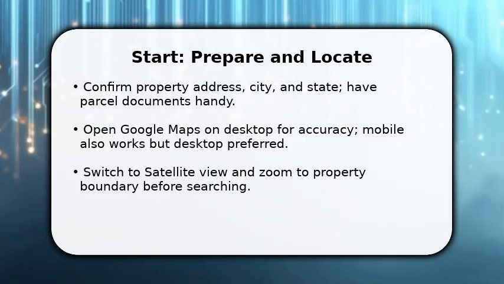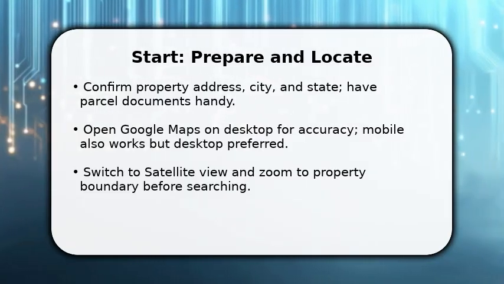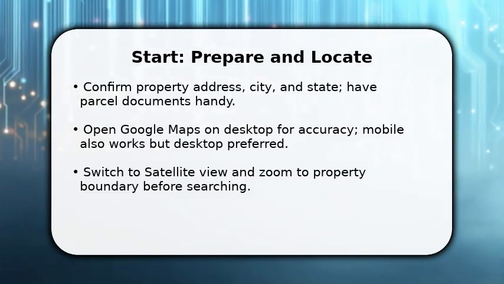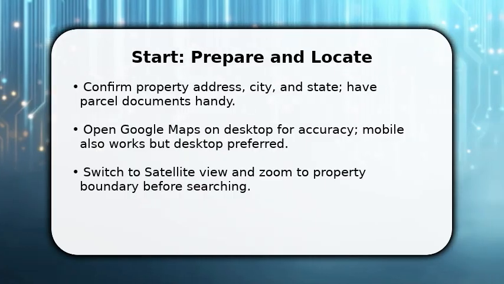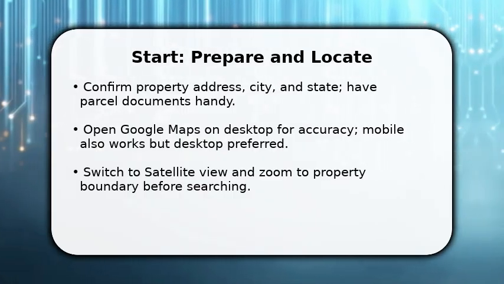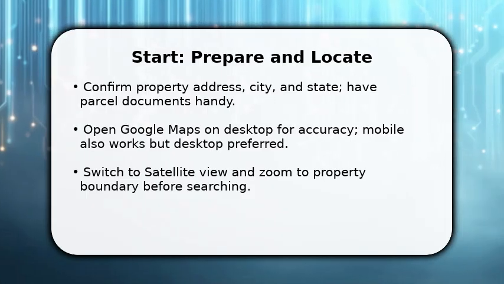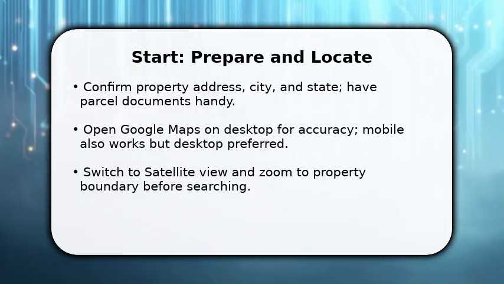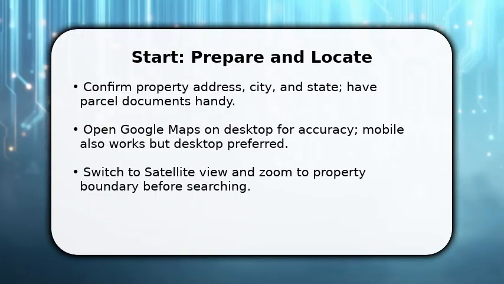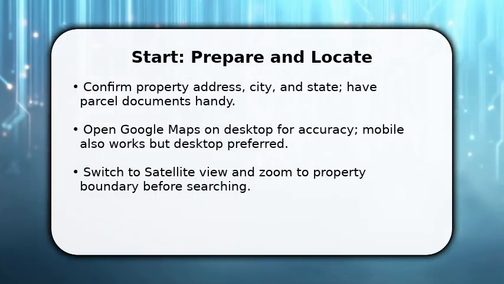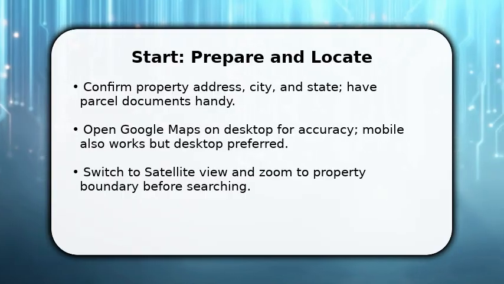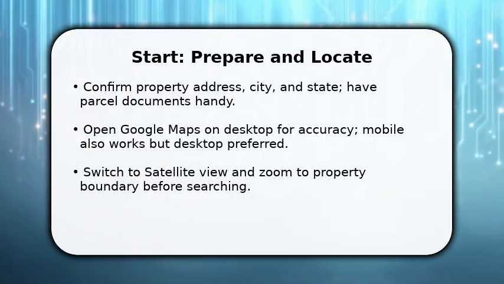You start by confirming the property address and any parcel details you already have. This saves guesses later. Open Google Maps on a desktop browser because satellite imagery and right-click tools are easier there. Once done, switch to satellite view and zoom in until individual lot lines or fences are visible. Make sure to pan slowly so you recognize landmarks.